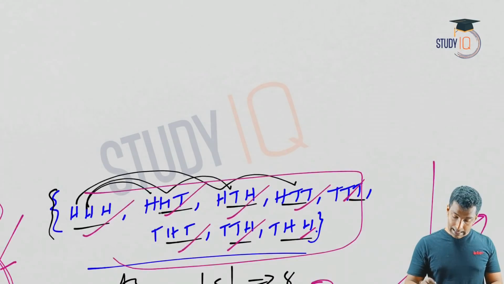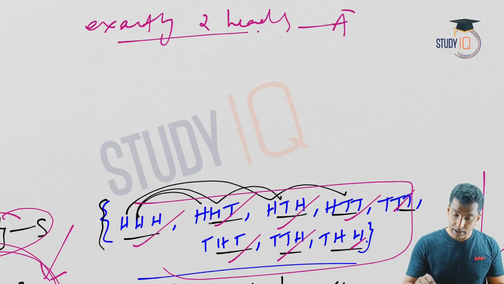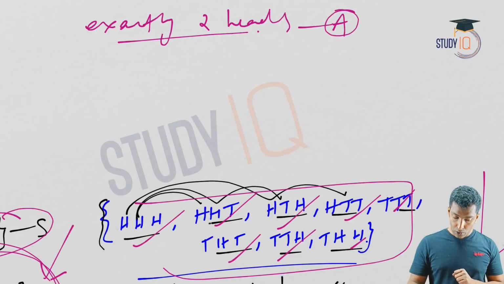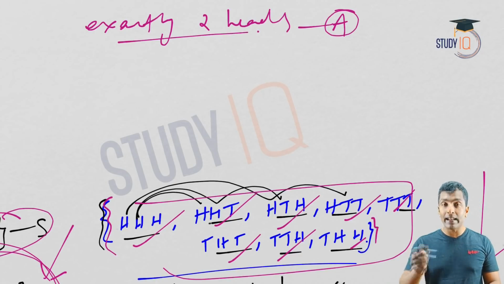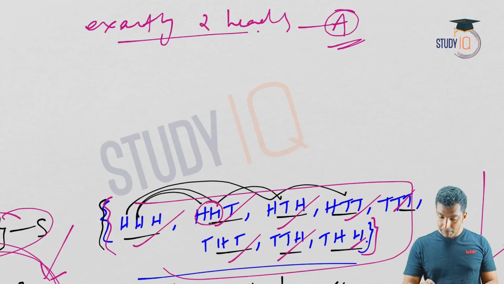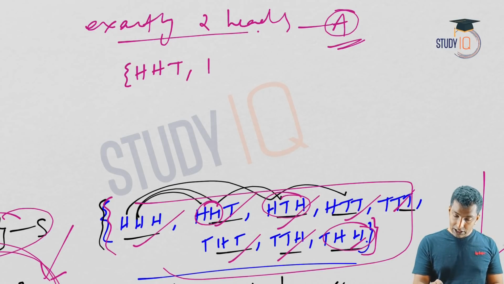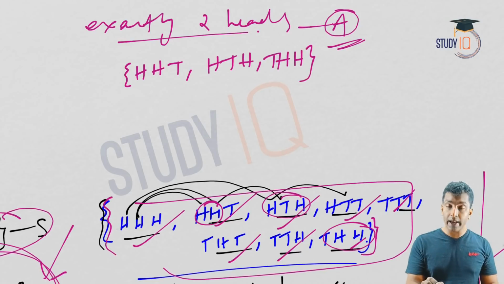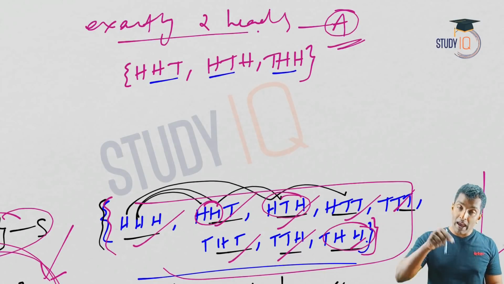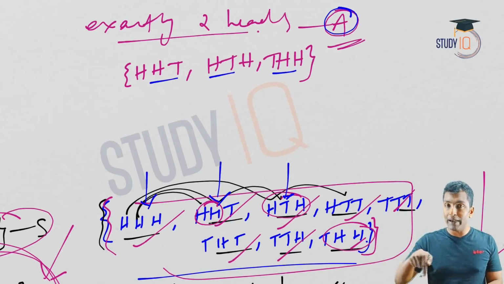So let's take this case, getting exactly 2 heads. That is your event A. So I define my event A as getting exactly 2 heads. Now we need to look at these sets and see what are the elementary events which are favorable to event A. So getting exactly 2 heads, here you can see, here you can see, and here you can see. So you can clearly see HHT, HTH and THH. So these are the elementary events which are favorable to event A. Elementary events means these single events.